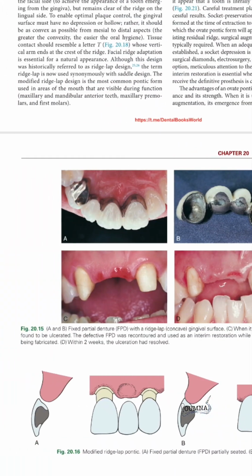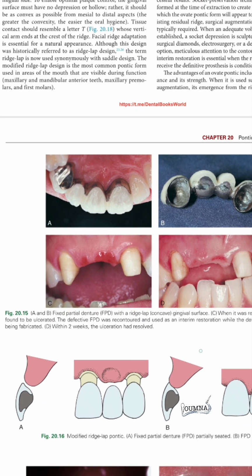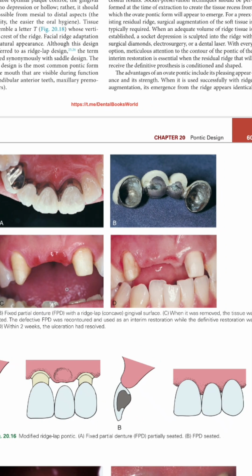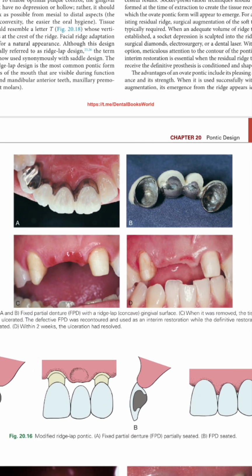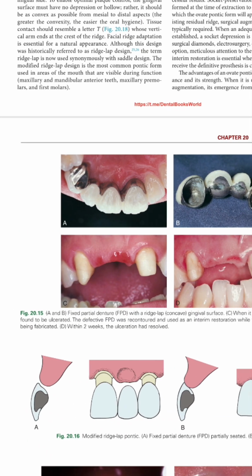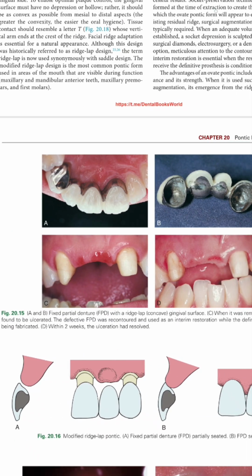We can see this is a case where the ridge lap concave gingival Pontic was used and ulcerations developed. We did a modification for this concavity and used this bridge as an interim restoration until the permanent one was being manufactured. After 2 weeks, the ulceration has been resolved.